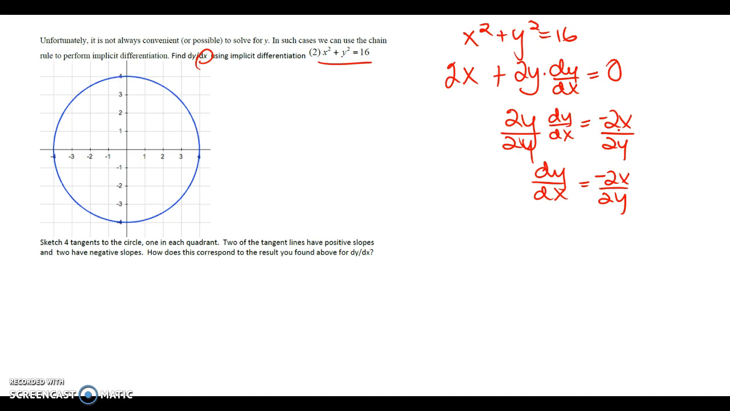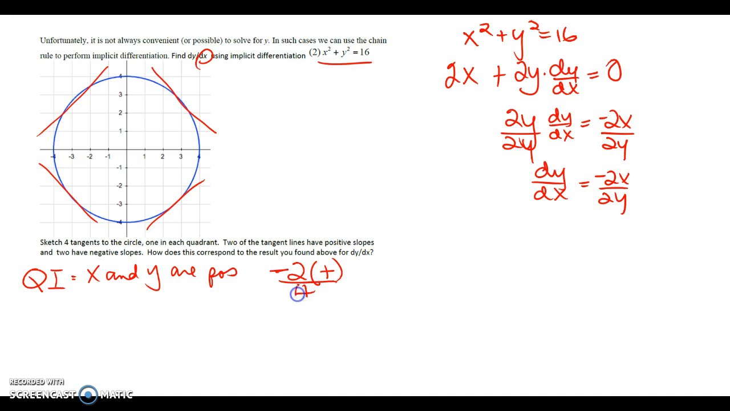It says sketch 4 tangents to the circle, 1 in each quadrant, and see if it works. See if you get what you're looking for here. So, let's look in quadrant 1. In quadrant 1, your x and y are positive, right? So if I take that dy/dx, it's going to be negative 2 times a positive number divided by a positive number. It's going to be a negative number. So the slope of that line should be negative, and it is in quadrant 1.